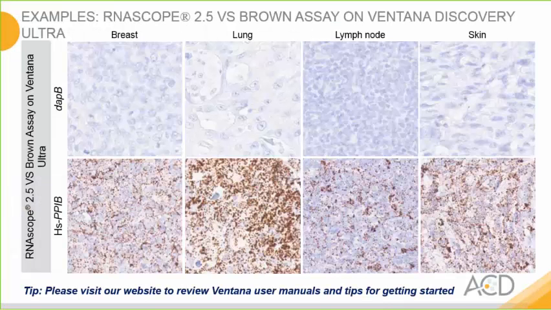So here are examples of RNAscope 2.5 Brown assay in various tissues. And just like the manual assay, you can see the DAB negative control shows no background, and the positive control PPIB shows strong punctate staining. So currently this platform is for the red and the brown chromogenic assays.